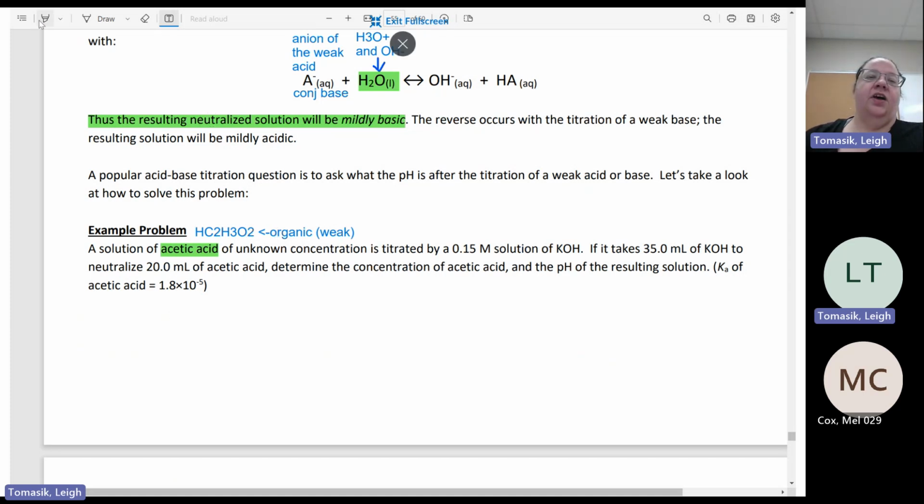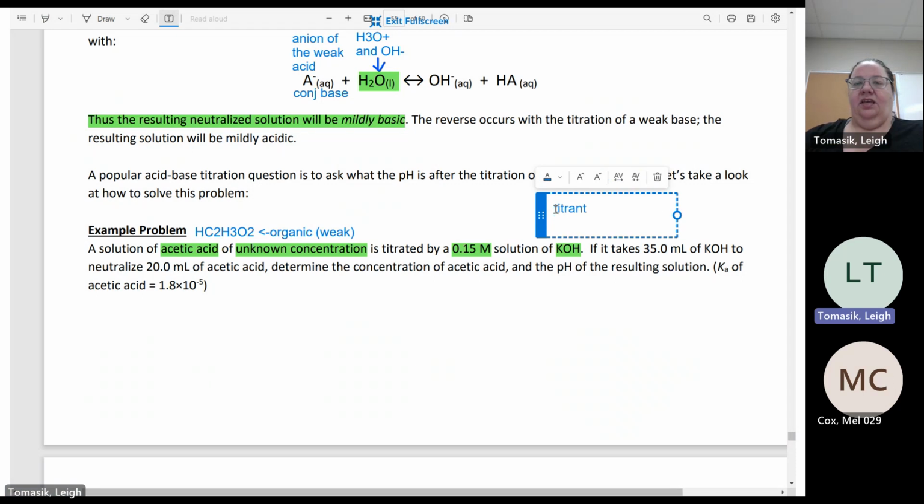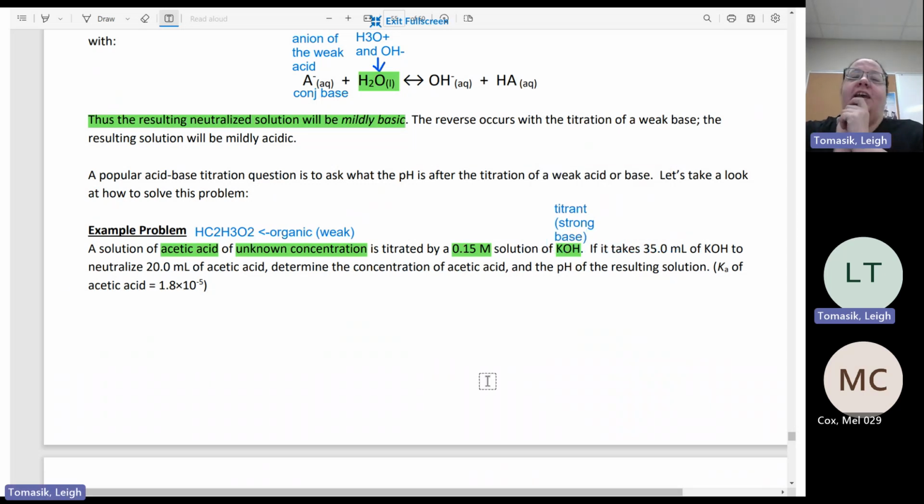It's of unknown concentration, which means it's going to be the analyte. It is titrated by 0.15 moles per liter of KOH. So titrated by means that KOH is the titrant, and it is a strong base. So we're titrating an unknown weak acid with a known strong base.